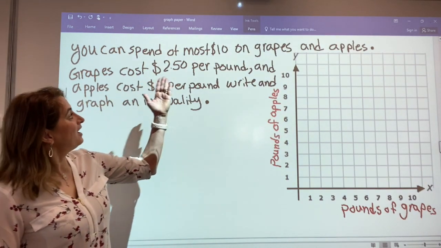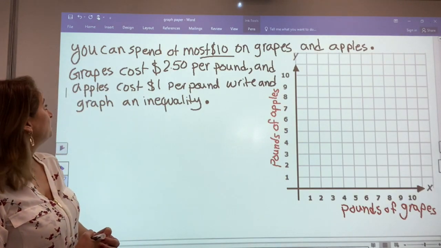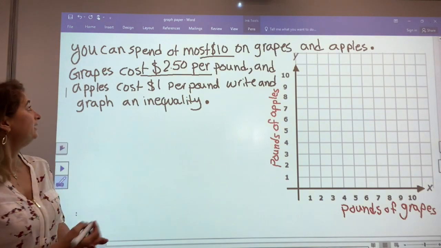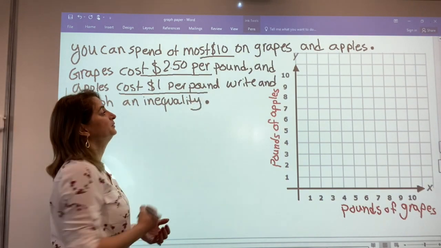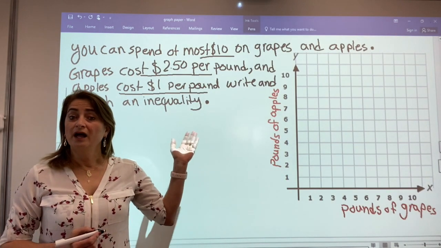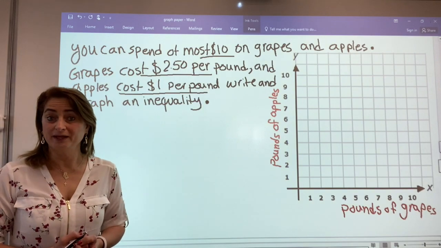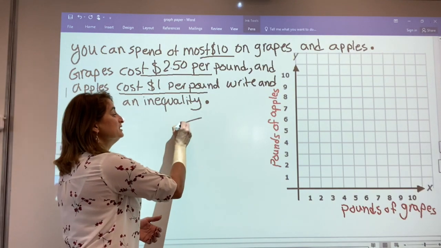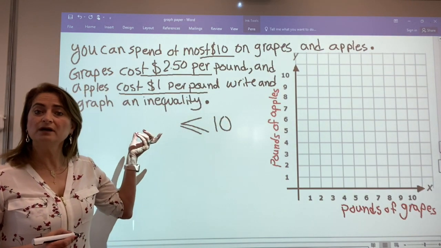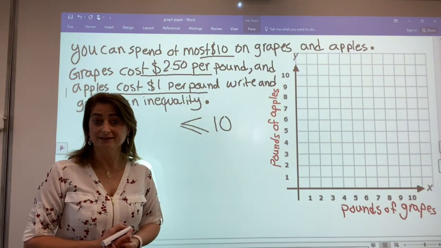You can spend at most $10 on grapes and apples. Grapes cost $2.50 per pound and apples cost $1 per pound. Write and graph an inequality. I have a maximum, which is $10. This is the maximum I can spend. So I know I have to be spending equal to 10 or less than 10. So whatever combination I have, it has to equal or be less than $10.